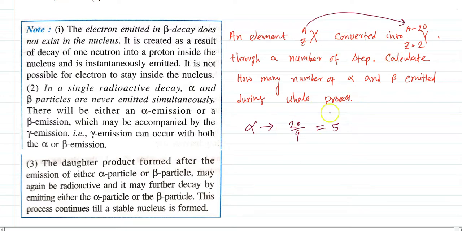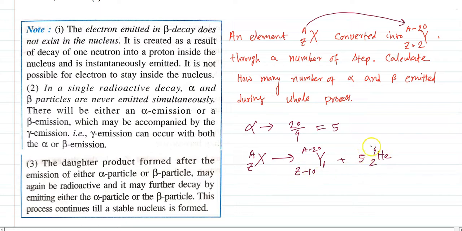If 5 alpha particles are emitted, the proton number decreases. When 5 alpha particles are emitted, suppose X with A and Z becomes Y1 with A minus 20 and Z minus 10. You can calculate this: A minus 20 plus 5 into 4 means A, and Z minus 10 plus 5 into 2 equals Z.